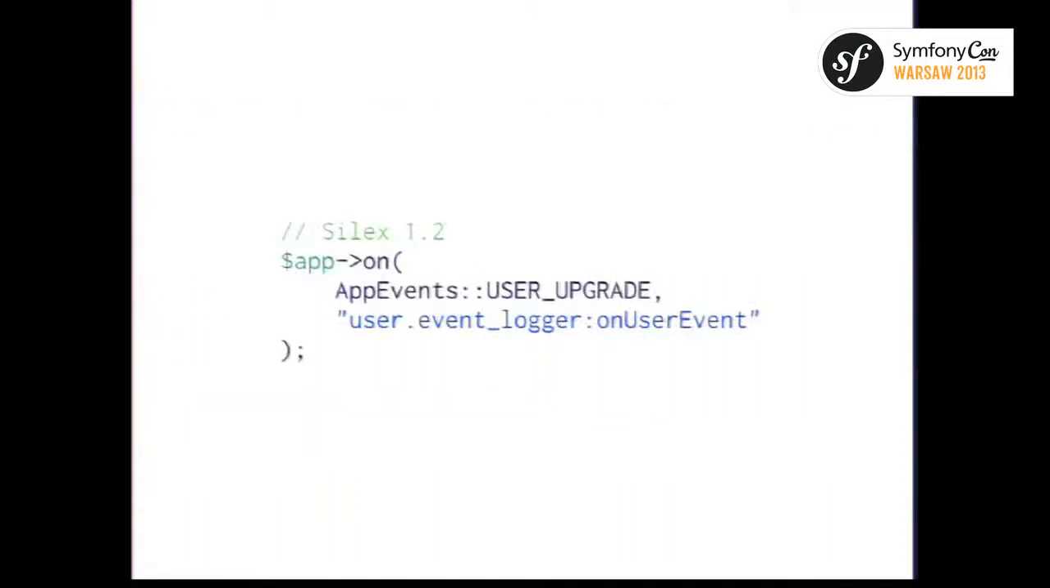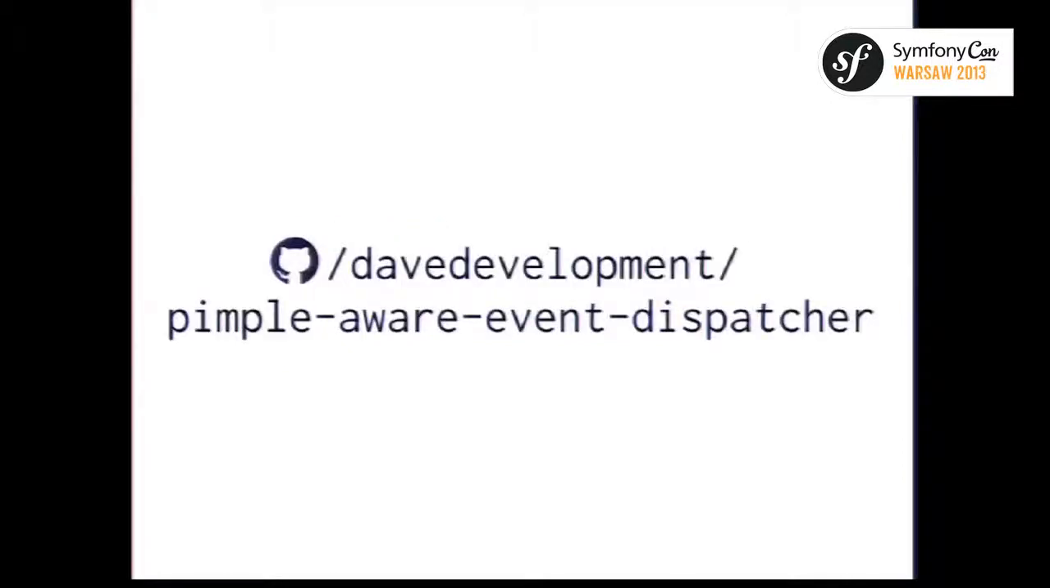However, in Silex 1.2, which is not yet stable, this is made easier because you can actually pass the same convention you do for controllers as services to the app-on method to attach services to event listeners, which is kind of cool. But it's worth noting that Silex is actually doing the magic for you here. The event dispatcher still doesn't know about the container. If you want the event dispatcher to know about the container, I do have a little library on GitHub. And this is particularly useful if you want to use the event subscriber interface.